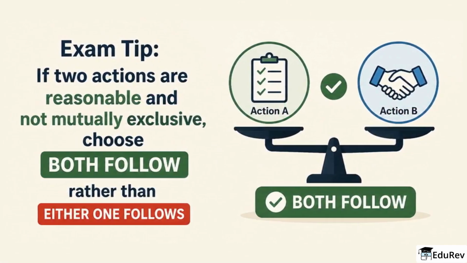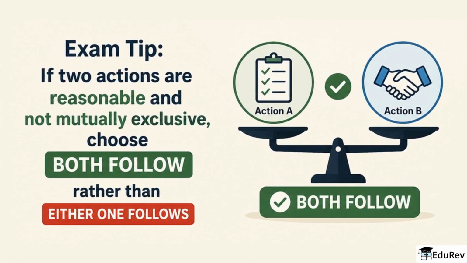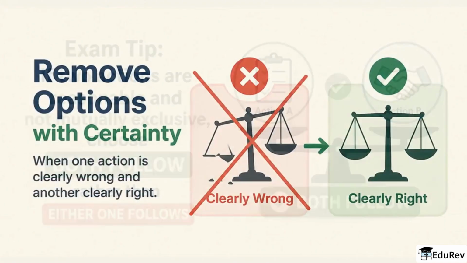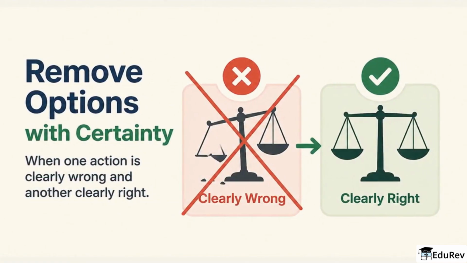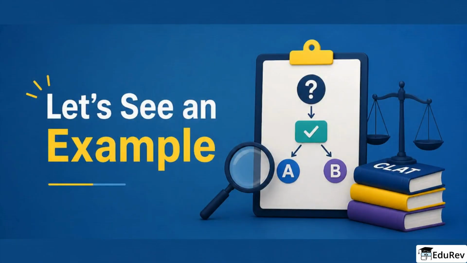A quick exam tip: if two actions are both reasonable and not mutually exclusive, prefer the choice "both follow" rather than "either one follows." Also, eliminate options with certainty when one action is clearly wrong and another clearly right. Now let us look at an example to make this clear.